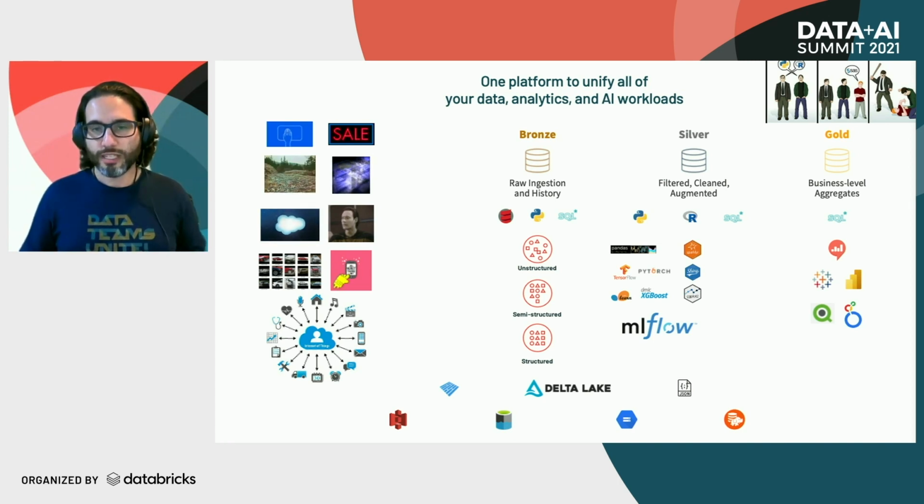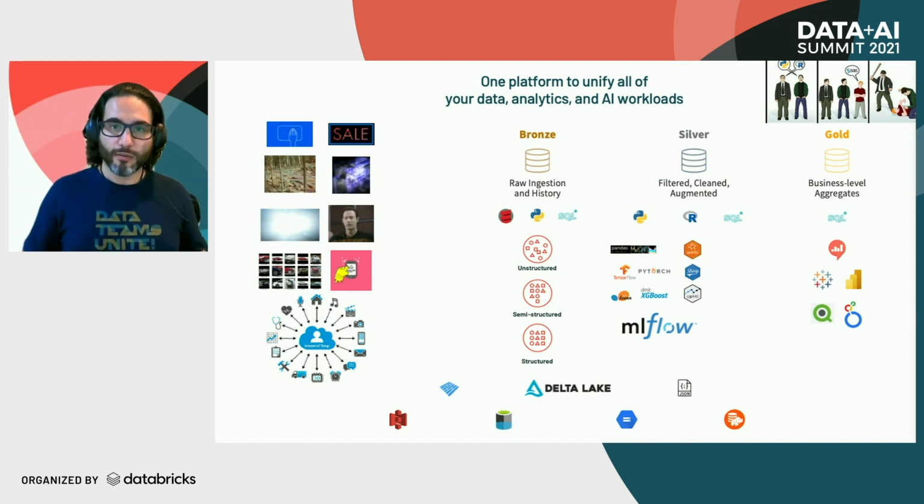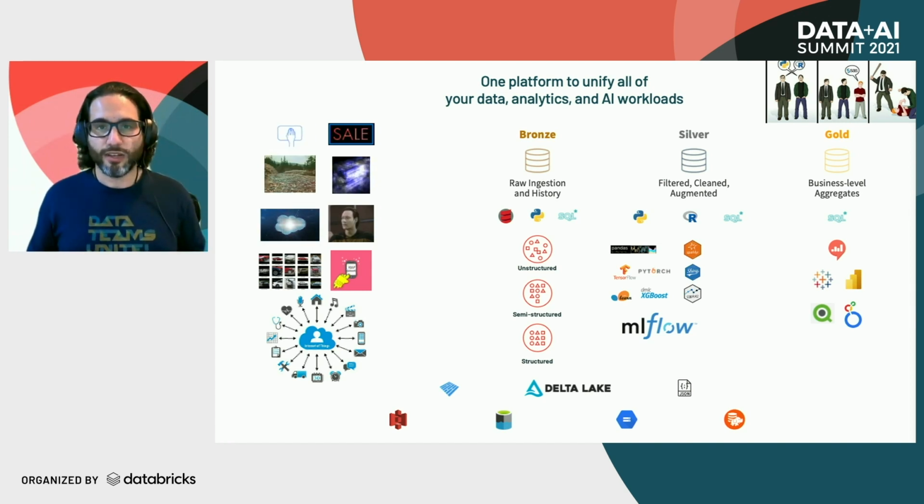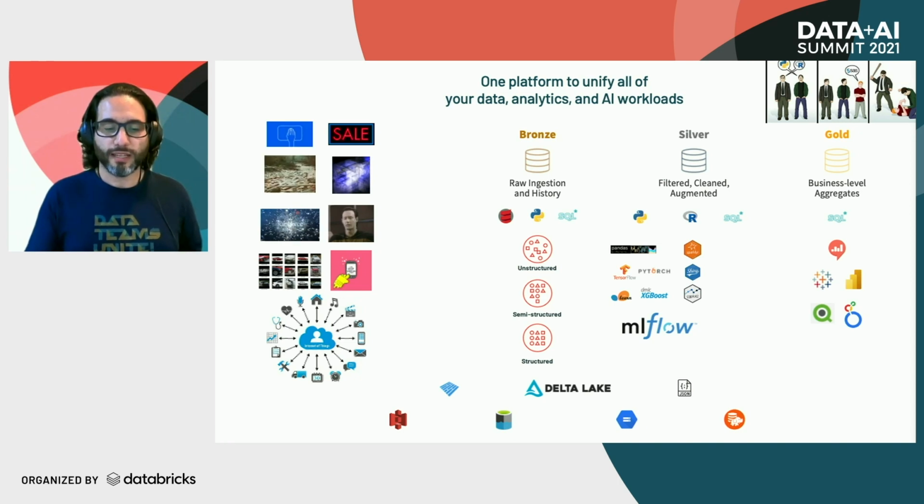And all of these operations work on Delta Lake, which is an open source format that uses Parquet with a JSON transaction log on top of your open data lake on S3, ADLS, or Google Cloud Storage. And the open source variant works on HDFS.